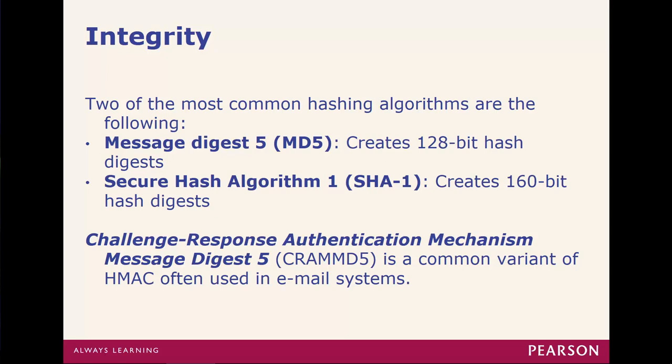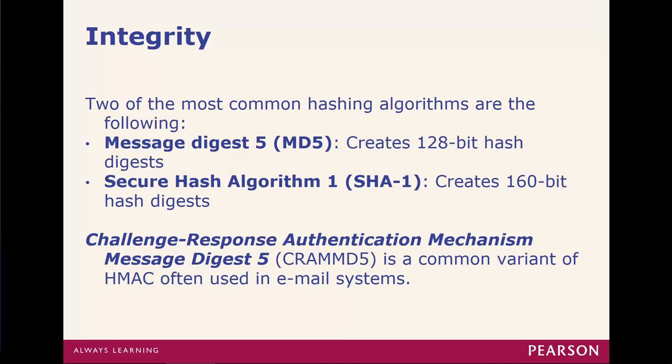So the most common hashing algorithms are message digest 5 or MD5, and that will create a 128-bit hash, or secure hash algorithm or SHA-1 that will create a 160-bit hash. Other ones could be challenge response authentication mechanism, message digest, or CRAM-MD5. This is a more common variant of the HMAC, often used in our email systems.